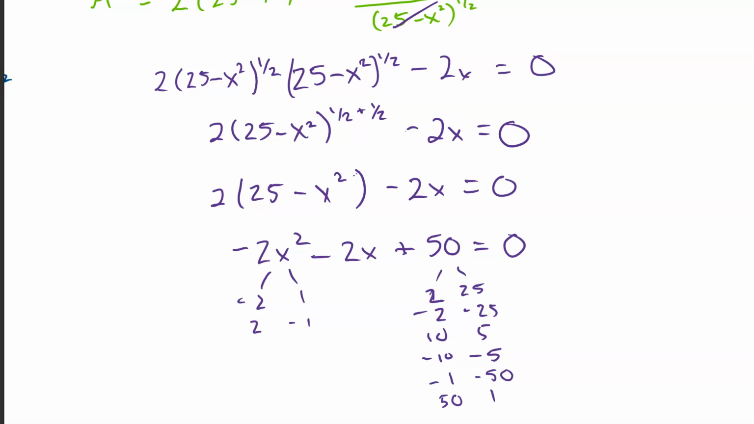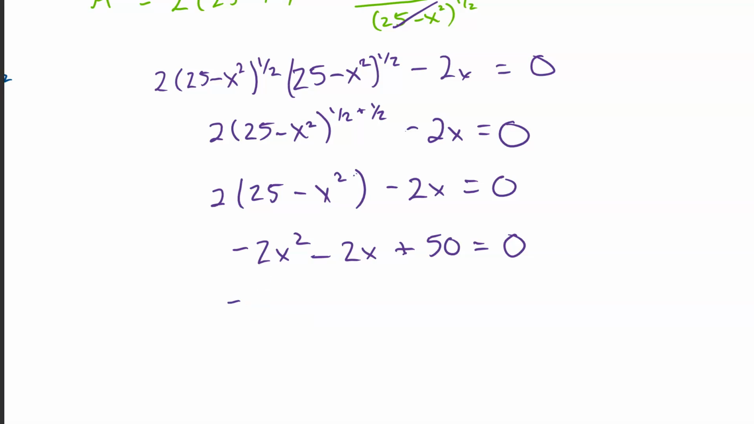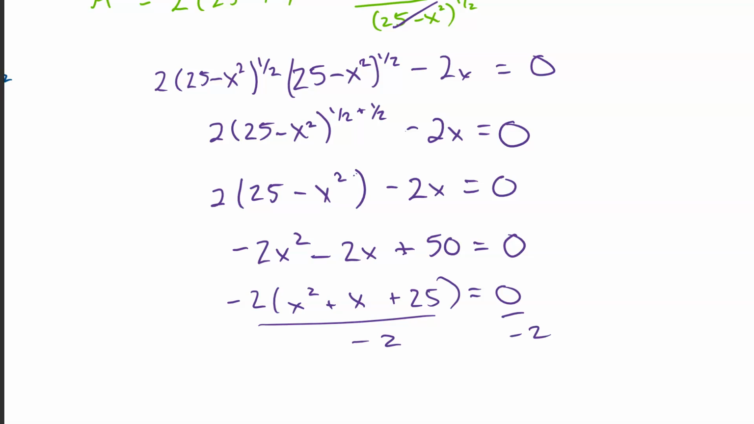All right, so and we've got something that's unfactorable. Lovely. All right, let's take out the greatest common factor. All right, and then we'll use the quadratic formula once we get rid of that negative 2.